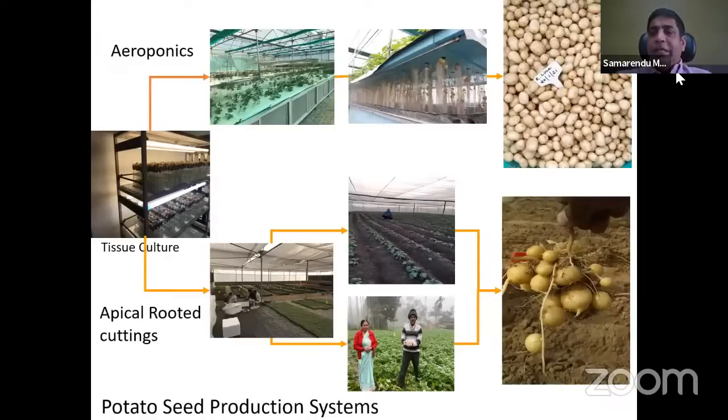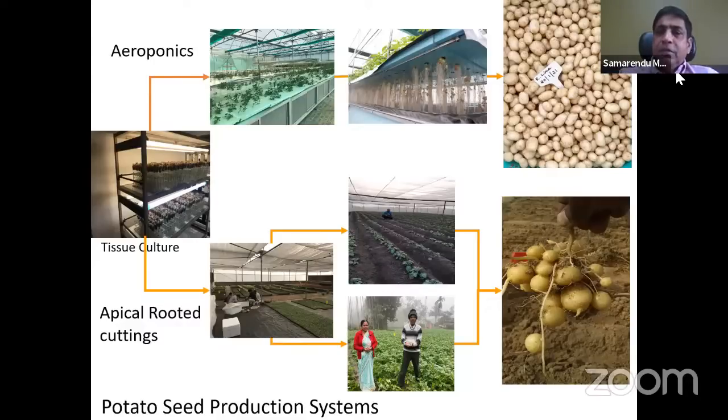So let me talk about the seed system. This is one of the things we have introduced in India. This particular technology, called apical rooted cutting, is a very low cost seed production method. If you go to my LinkedIn site, I post quite a bit on apical rooted cutting. When I was based in Vietnam, I saw apical rooted cuttings in the Dalat area, the highlands of Vietnam where potato is cultivated. At low cost, they multiply and produce the seed using these apical rooted cuttings.